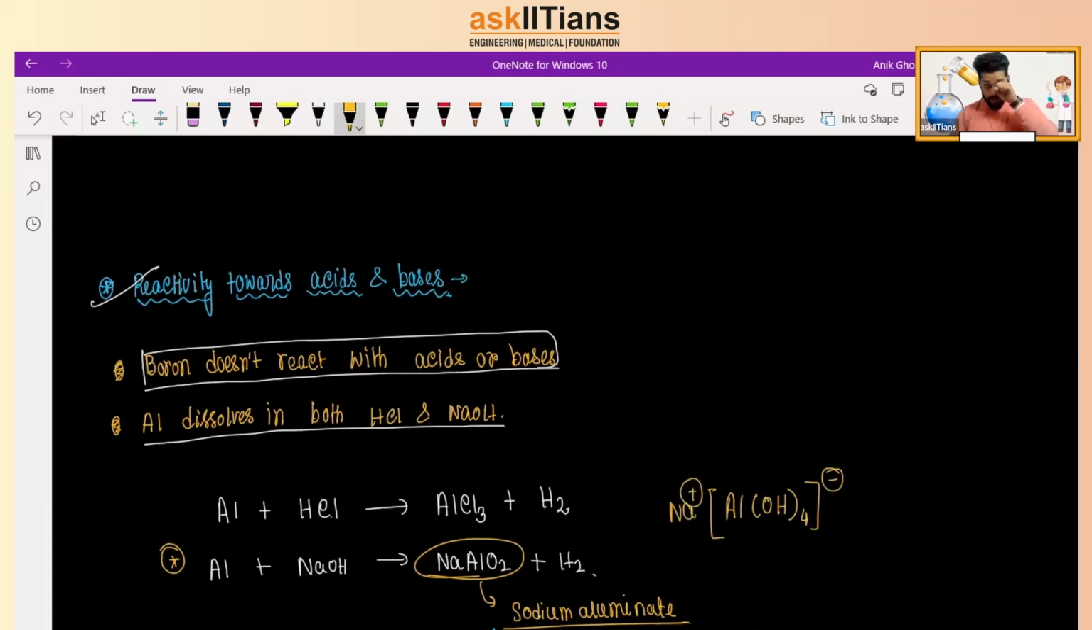Okay, they're the same thing, guys. NaAl(OH)4 and NaAlO2, because I have not written it, but NaAlO2 is associated with two molecules of water as a water of crystallization. I have not written it, but it's there.